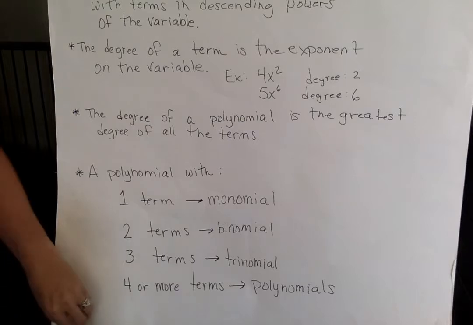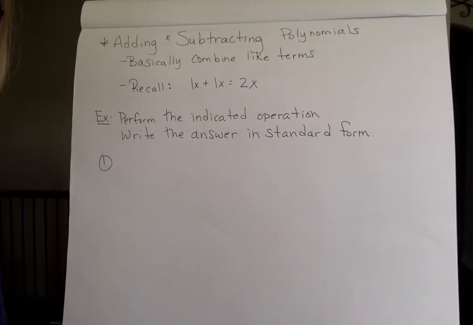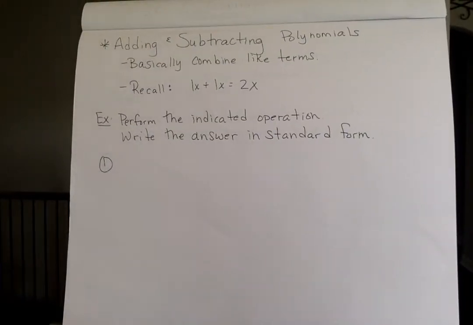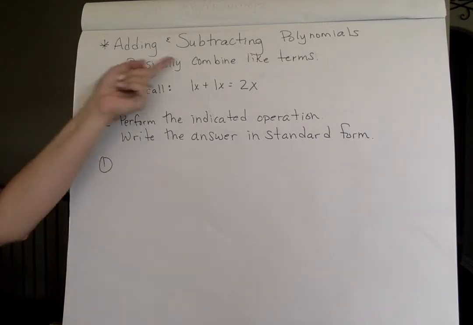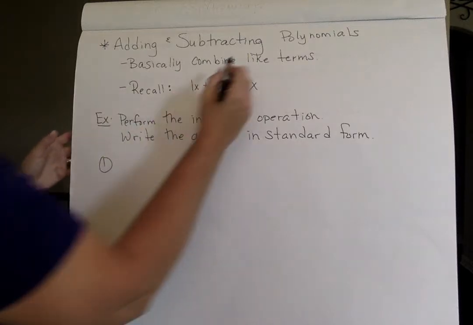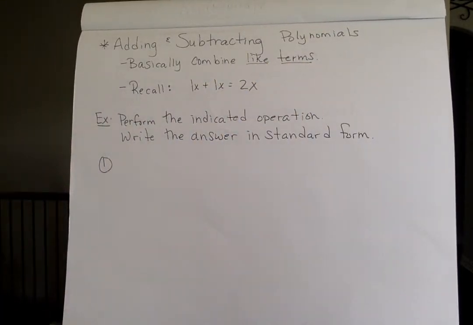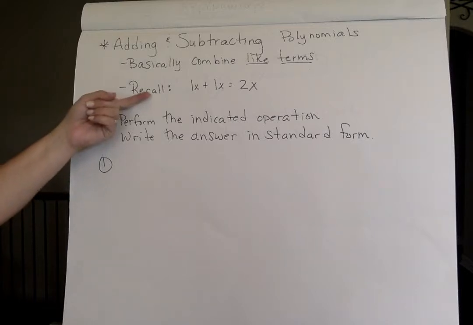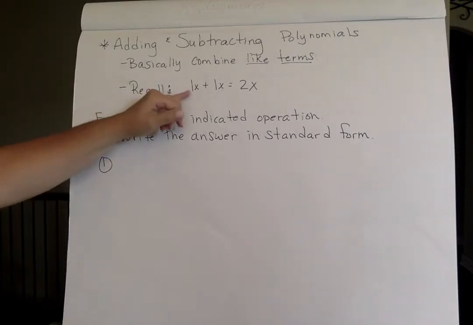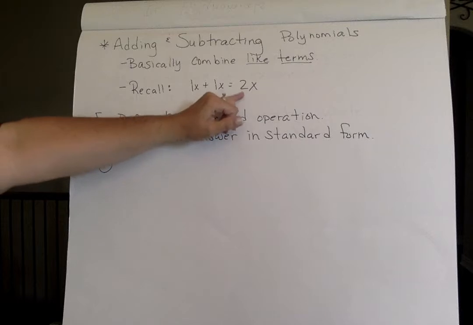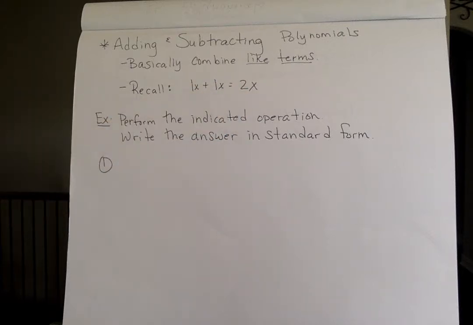Okay. All right, next. So turn the page and I have to slide this back up. There we go. We'll talk about adding and subtracting polynomials. Basically, when you add and subtract polynomials, you're just combining like terms. Remember that like terms have the same variable part, so that's what we're looking for. Also, I want to help you remember that 1x plus 1x is 2x. Sometimes that gets confusing with the multiplication also.